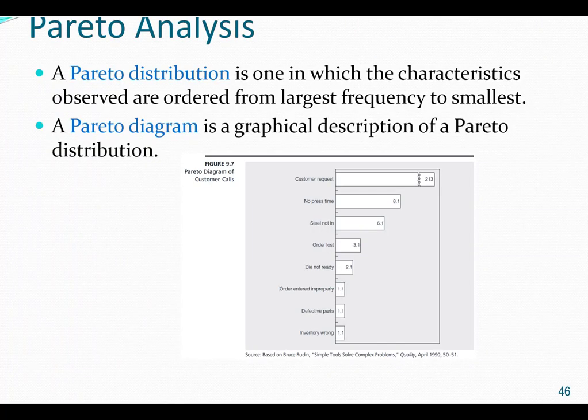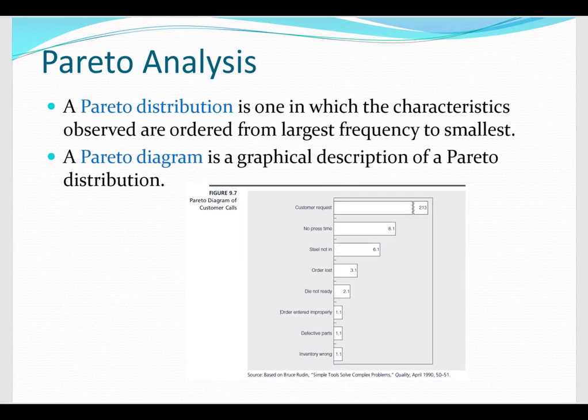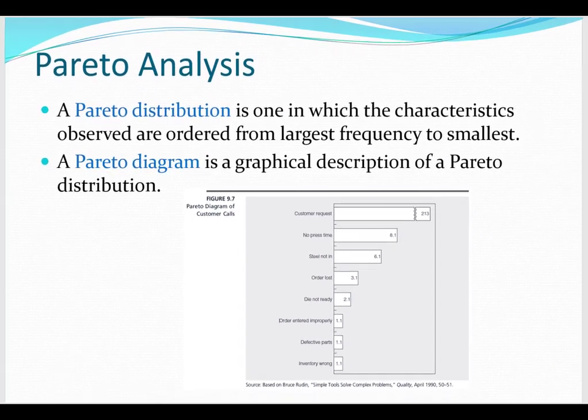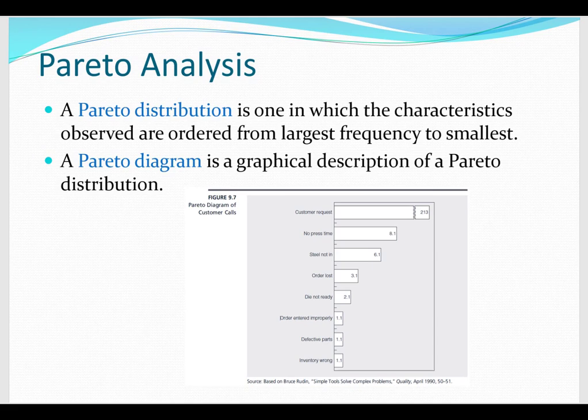Pareto charts or Pareto analysis are developed based on Pareto distributions, which are essentially driven by the 80-20 rule, the Pareto rule, that says that 20% of the causes are causing 80% of the problems.